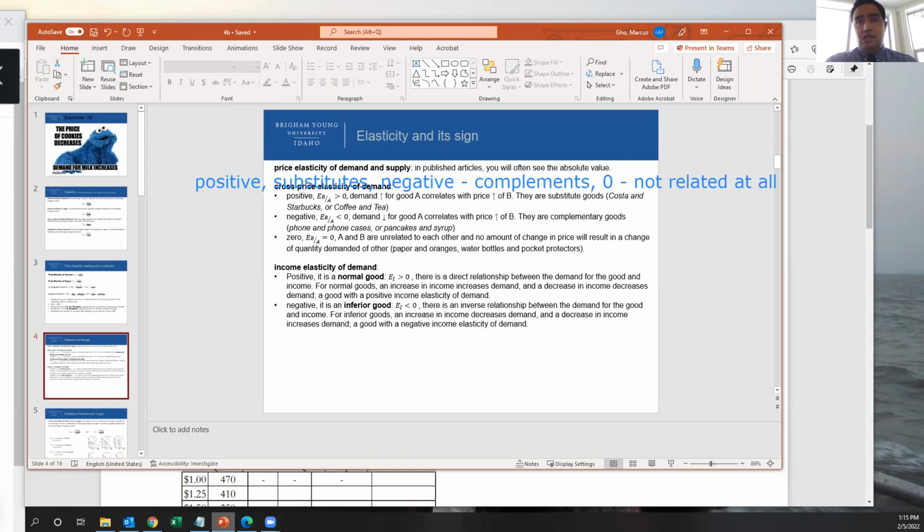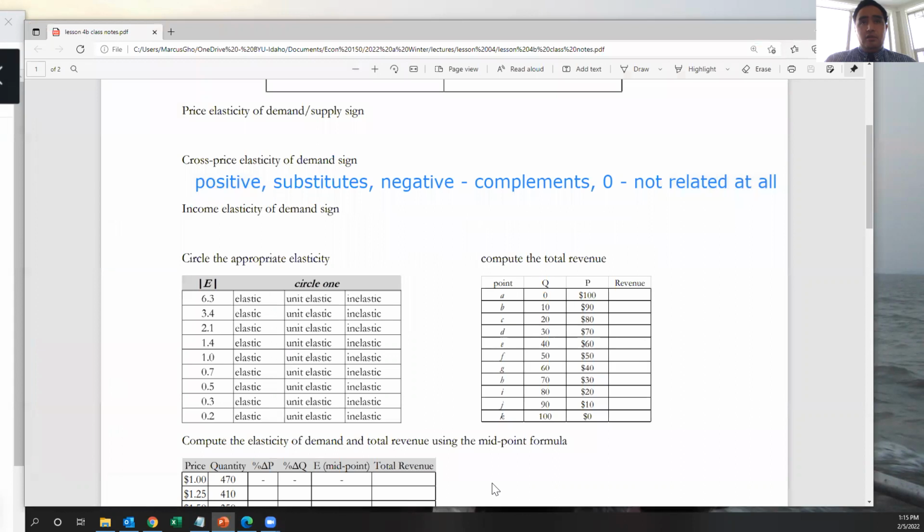If it's negative, it's an inferior good. So if income goes up, you buy less of it, and that's an inferior good. If income goes down, you buy more of it. That's an inferior good. We're looking at the income effect. So positive means that it's a normal good.